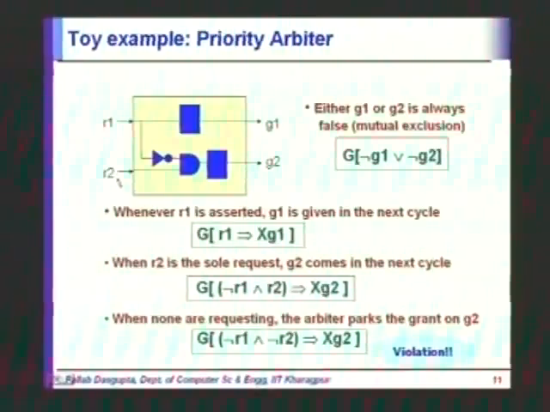Now the model checker, the property checker, is going to throw up this property and say that look, this is not satisfied, and it will produce a counter example. What is a counter example? It will show you that look, when R1 and R2 are both low, then in the next cycle G1 and G2 are both low. Right? So that's the scenario, that both R1 and R2 are low, is the one which will demonstrate that this property does not hold.